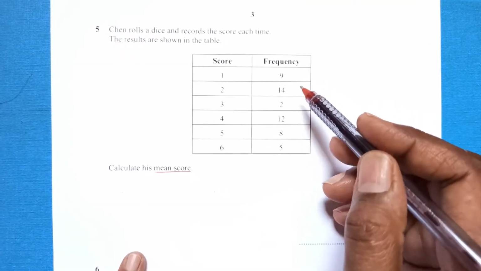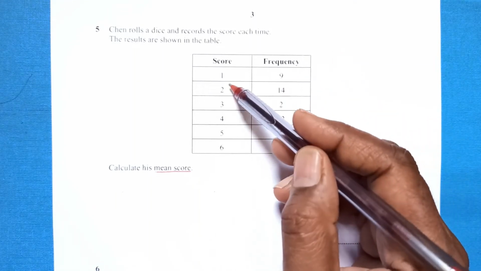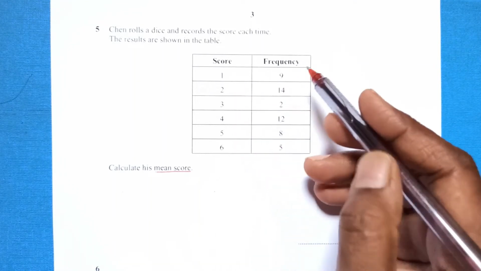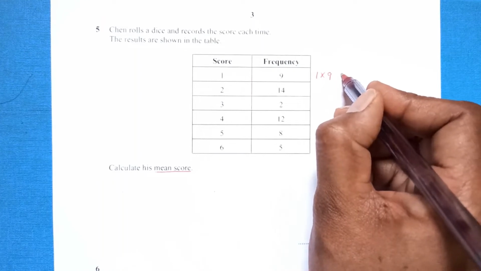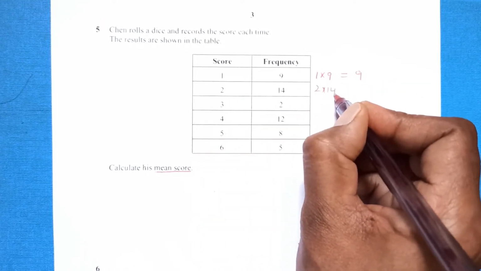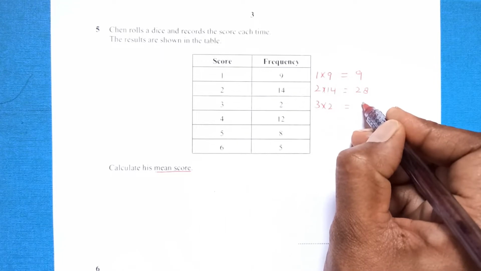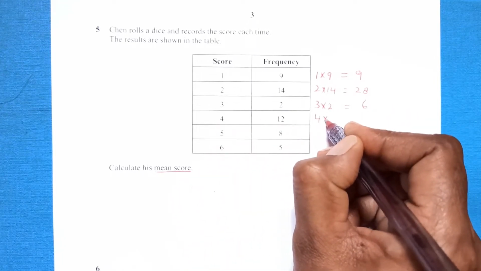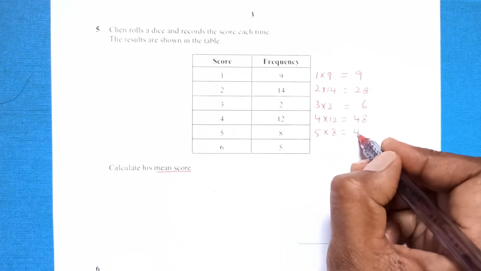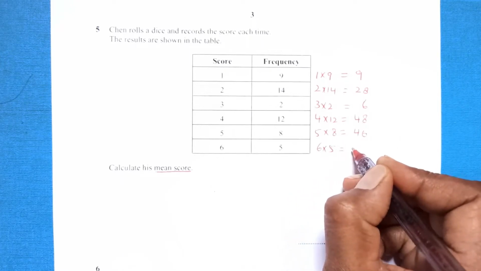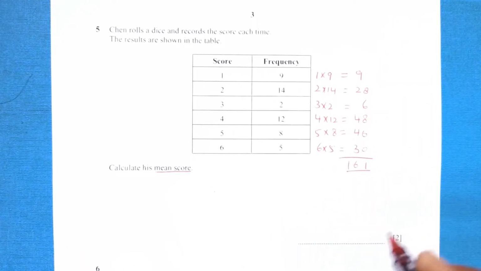As you can see, this is a frequency table. So 1 is coming 9 times. This is the score on the dice. In these types of questions, you need to take how many times you are getting, like 1 times 9, that is 9. Then 2 is 14 times, which is 28. Then 3 times 2, that is 6. Then you have 4 times 12, that is 48. Then 5 times 8 is 40. 6 times 5 is 30. So we will add them together, and we are going to get 161.